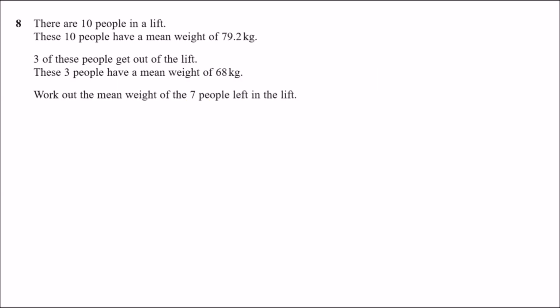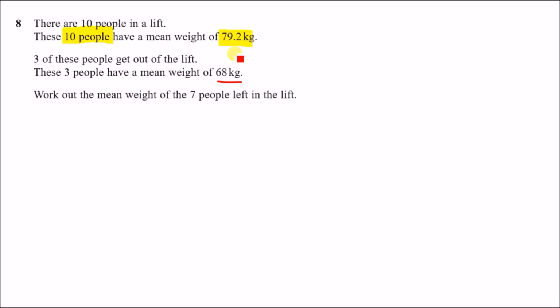All right, question 8. There are 10 people in a lift. These 10 people have a mean weight of 79.2 kg. So far 10 people are included. Now 3 of these people get out of the lift. These 3 people have a mean weight of 68 kg, which is way less than the others. Work out the mean weight of the 7 people left in the lift. These 7 people must have a mean weight way bigger than the total average.